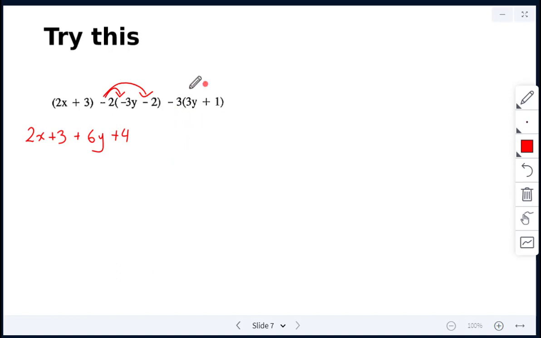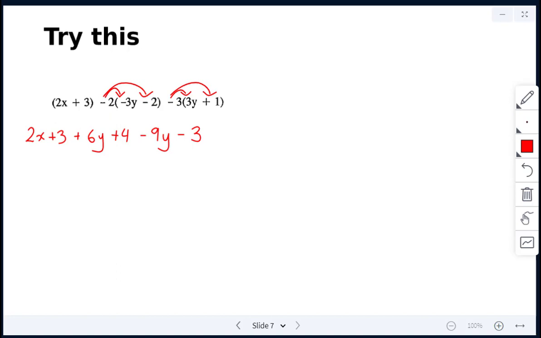Next bracket, we have a negative 3 in front of this bracket. So the negative 3 is going to multiply everything inside of that third bracket. So negative 3 times 3y is negative 9y. And then negative 3 times 1 is negative 3. All right, so double check that you all made it to this step. Now, after this step, we would collect like terms.